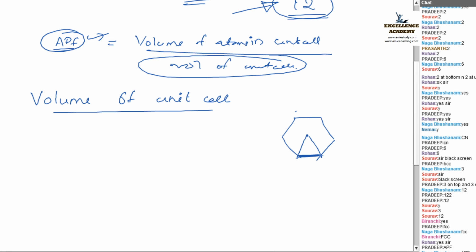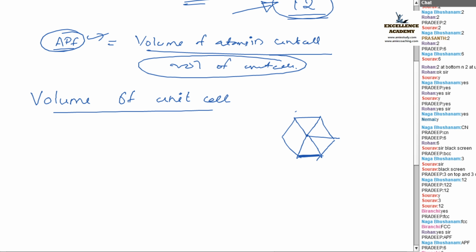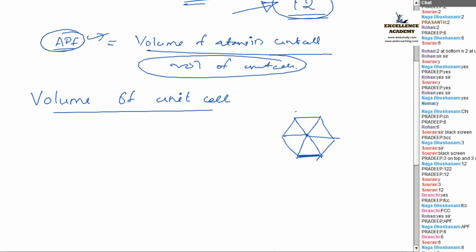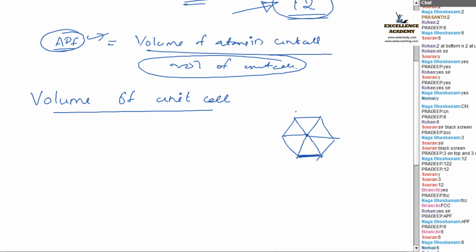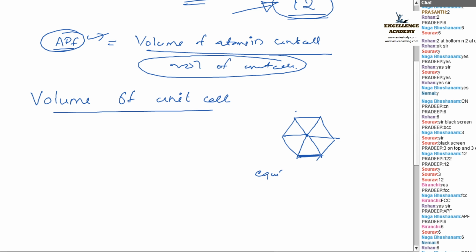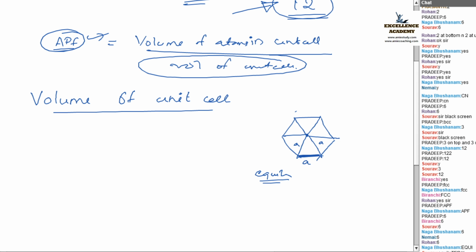How many triangles formulate this hexagon? Six triangles, right? Okay. And all these triangles are what type of triangles? All are equilateral triangles. Yes, that means all the edges are the same. That is, this is A, this is A, this is A.